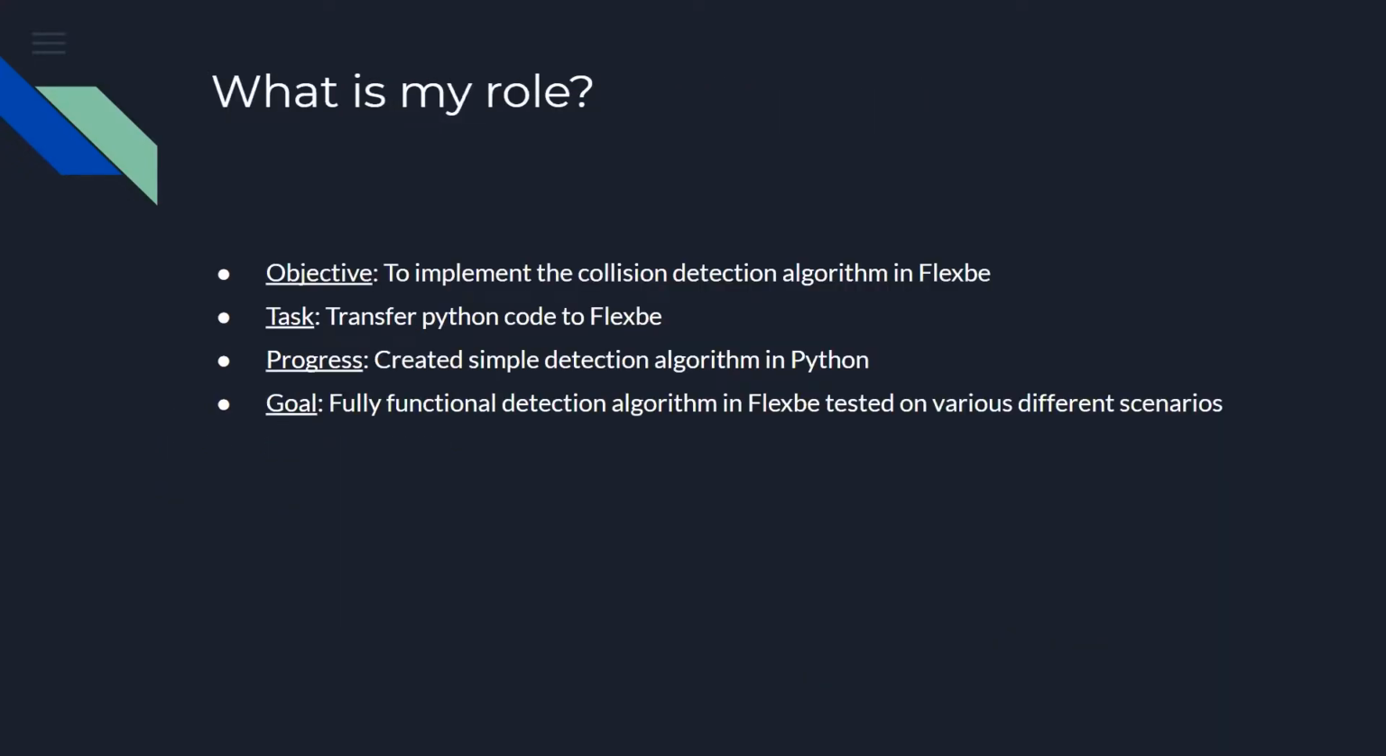I'll now quickly talk about what my role is in this. As my objective, I have to implement the collision detection algorithm in FlexBE as a part of the intersection control algorithm. The task now is to transfer and improve the Python code to FlexBE. So far, the progress is that I've created a simple detection algorithm in Python, and the goal is to have a fully functional detection algorithm in FlexBE tested on various different scenarios.